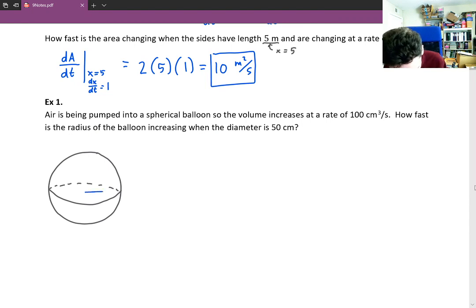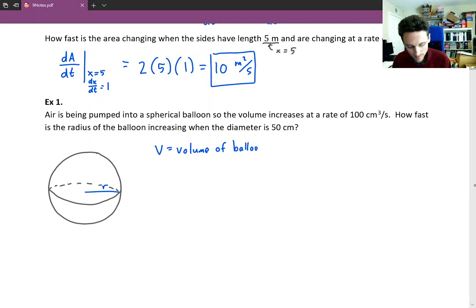We're going to draw the radius of the sphere. We'll call that r. And just to be nice, I'm going to start labeling the variables that we're going to want. So I'm going to write V is talking about the volume of the balloon, and r is the radius of the balloon. The radius is understood just by the picture, but I'm going to be nice and write everything out.